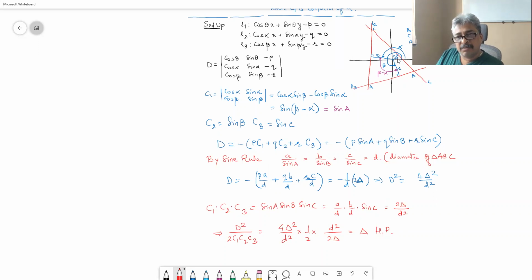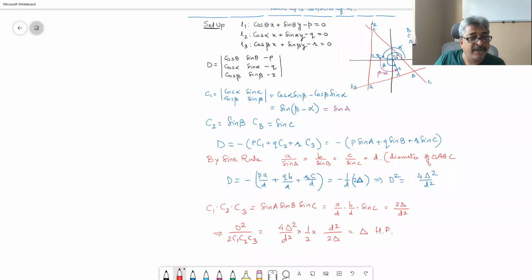Now, will the origin always be in the interior of the triangle? No. We have not considered that anywhere here. We have not taken any sign, positive or negative, such that the origin is supposed to be in the interior of the triangle. We have not done that. This diagram is for explanation. Even if we don't draw this diagram, this proof will go through without any problem.